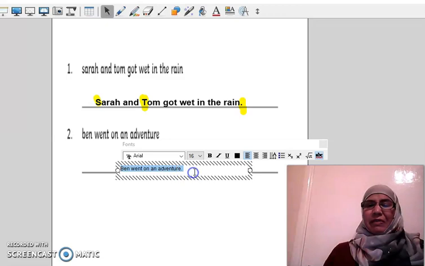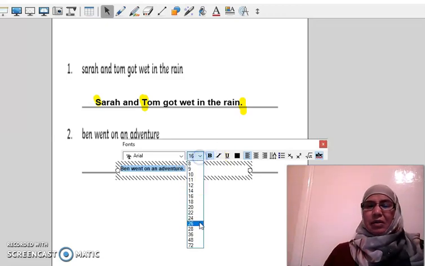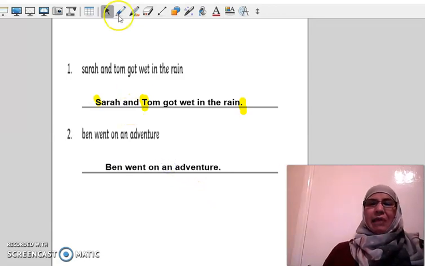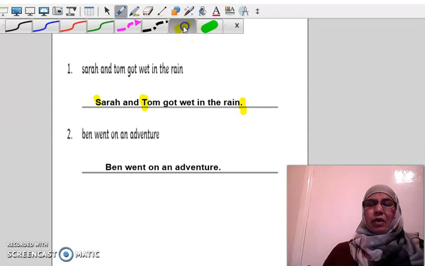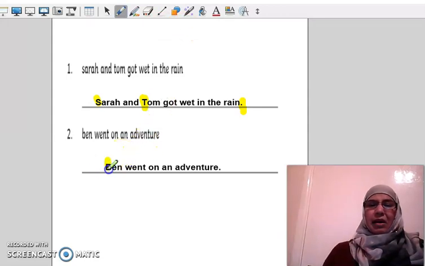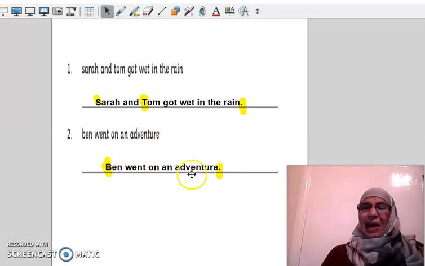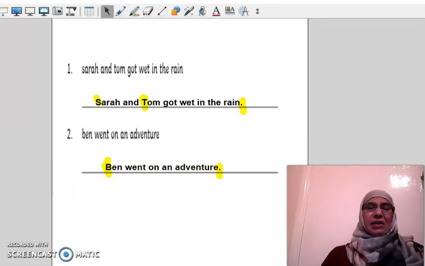Just going to make that bigger for you and see it more clearly. Put it there on top of the sentence. And again, if I get my highlighter out, you can see the capital B, because it's a boy's name, and I've got a full stop at the end of the sentence. I don't need to put a capital letter anywhere else in that sentence. So I'm going to leave that just as it is.